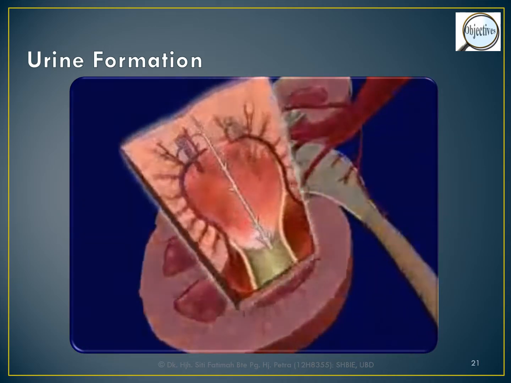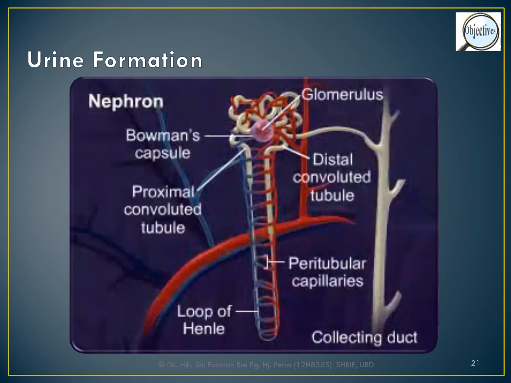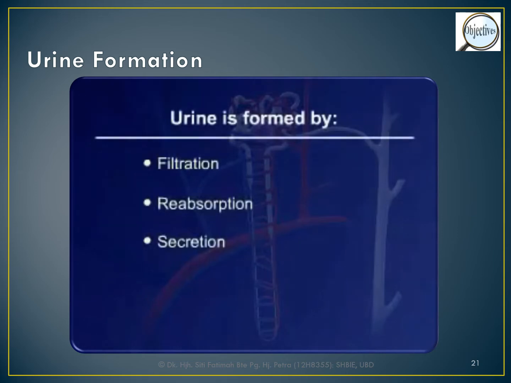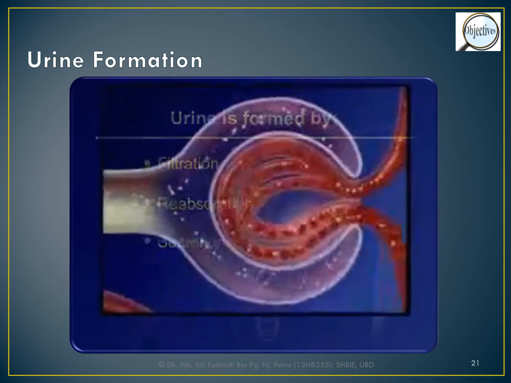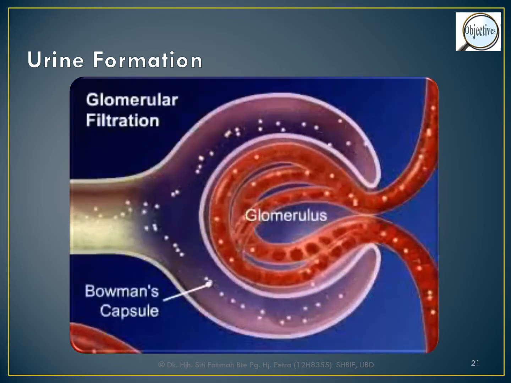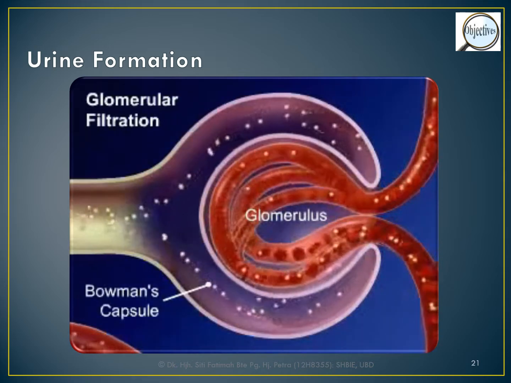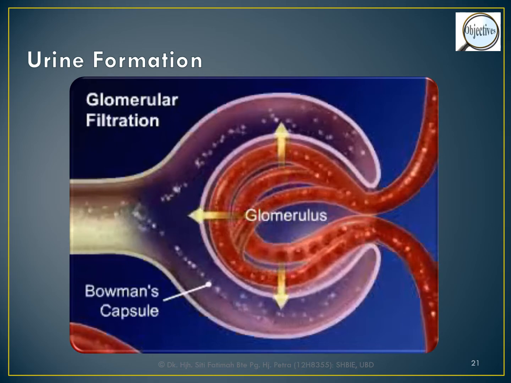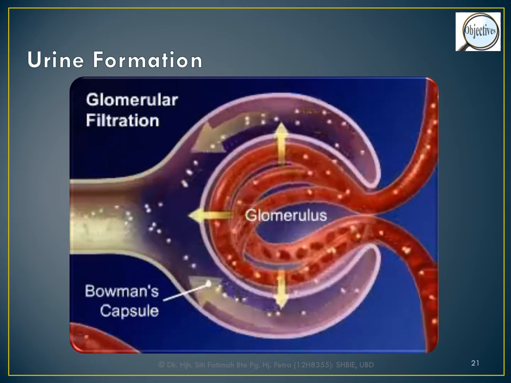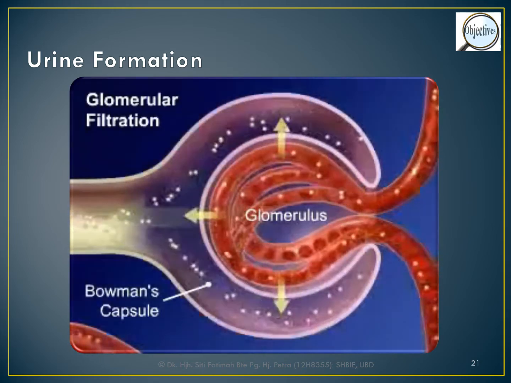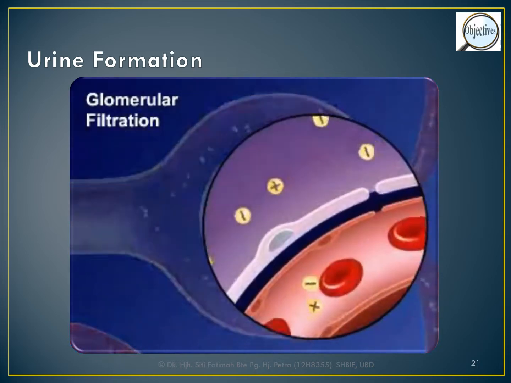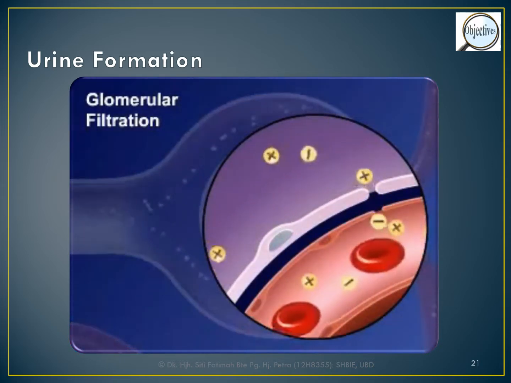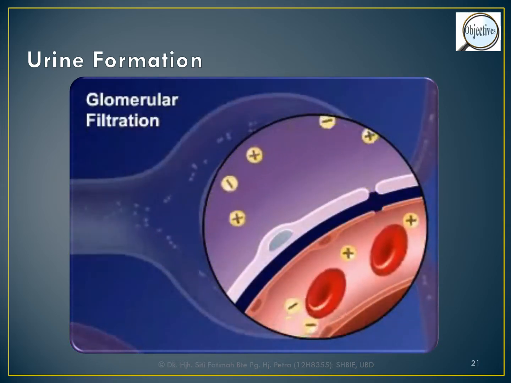Urine is formed by 3 processes in the nephron, the functional part of the kidney. In glomerular filtration, the glomerulus filters water and certain dissolved substances from the plasma of the blood. This results in increased blood pressure, which forces the plasma-like fluid from the blood into Bowman's capsule and then into the tubules. The fluid, or filtrate, includes many positive and negative ions of many elements.